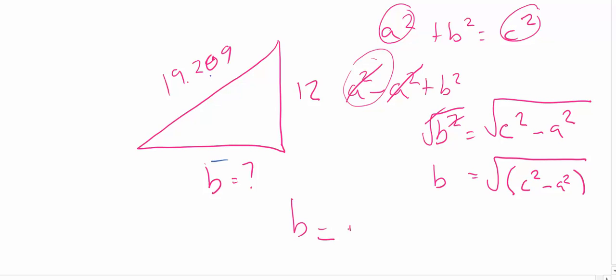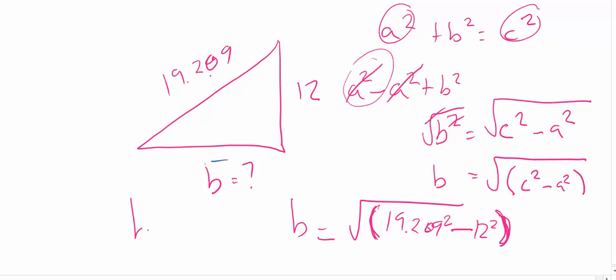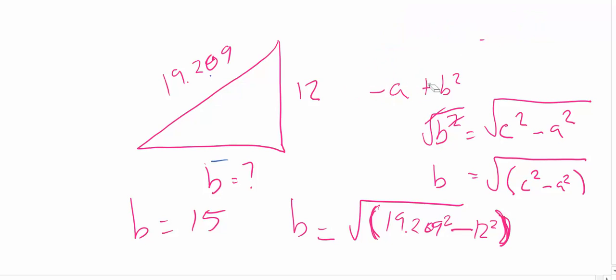B is equal to the square root of 19.209 squared minus 12 squared. If we put that into our calculator, again, make sure we're putting these brackets in. Otherwise, it's just going to take the square root of the first number. So we put that into our calculator, and we find that B is equal to 15. So we're going to have to be able to work back and forth through these formulas.